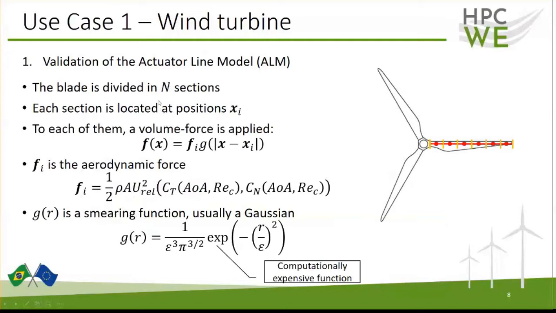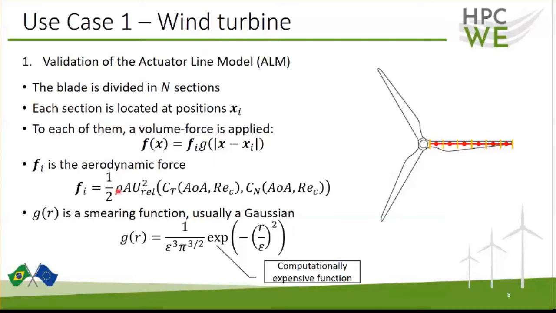Then a bit about how the actuator line model works. A blade of a wind turbine is divided into sections, and each section is located at a spatial position. At each of these spatial positions, a volume force is applied in the solver.